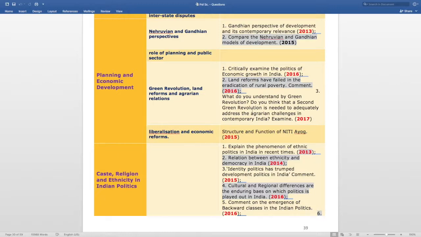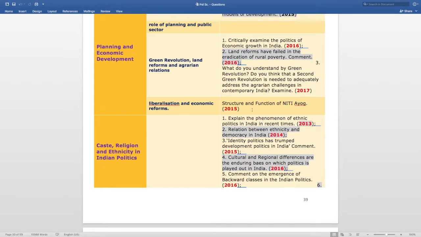The next subtopic is role of planning and public sector. There is no question from this subtopic. The next subtopic is Green Revolution, land reforms and agrarian relations. The questions asked from this subtopic are: critically examine the politics of economic growth in India. It is asked in 2016. Next question: land reforms have failed in the eradication of rural poverty. Comment. It is asked in 2016.